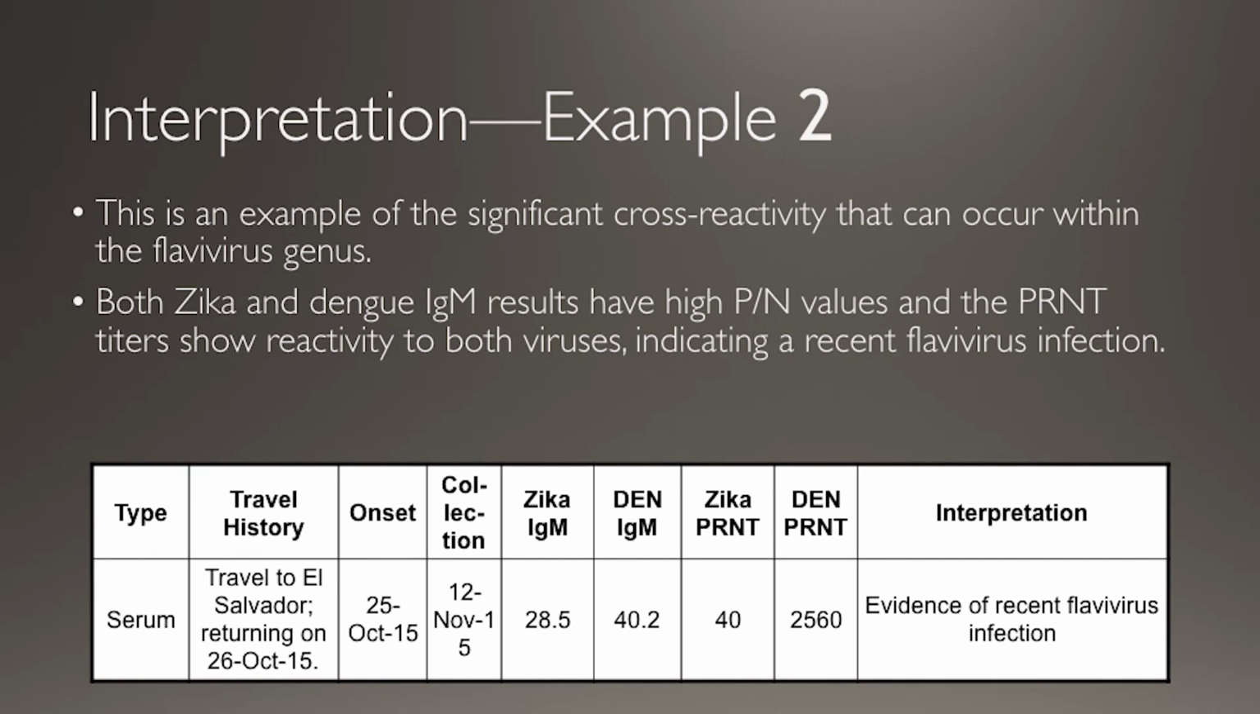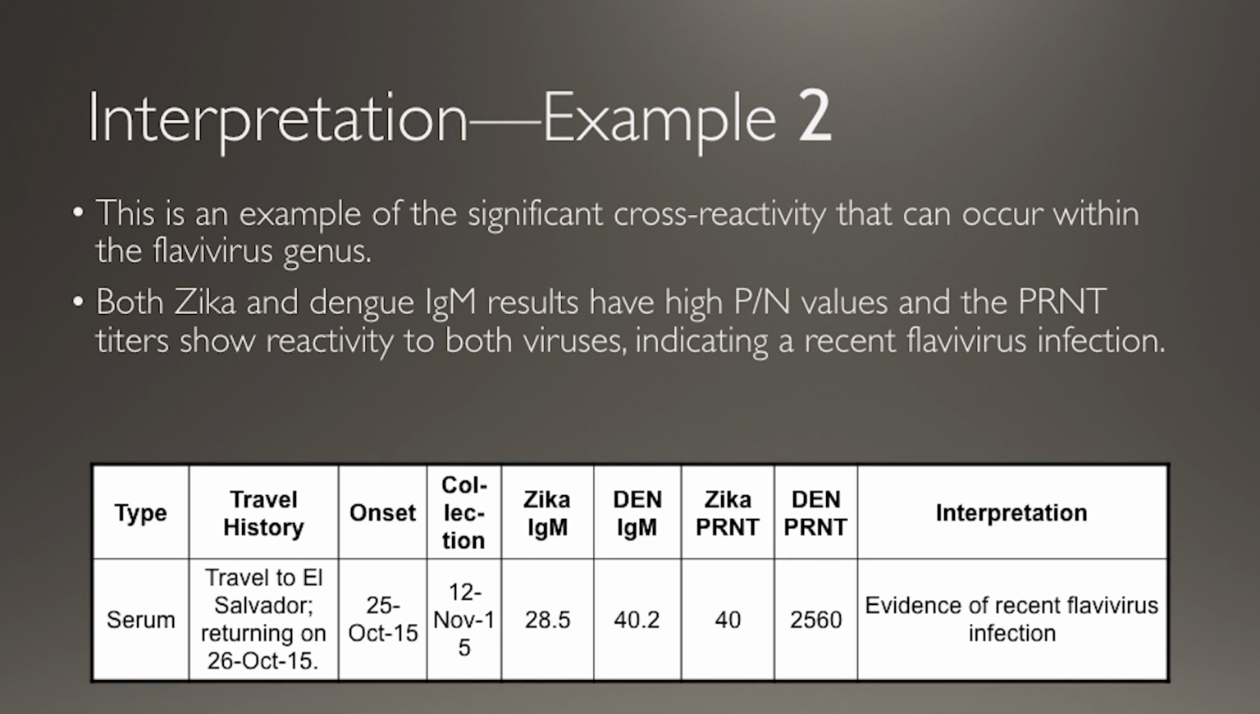This is an example of the significant cross-reactivity that can occur within the flavivirus genus. Both Zika and dengue IgM results have high p/n values, and the infecting virus cannot be identified definitively using plaque reduction neutralization tests, or PRNT. Therefore, a laboratory diagnosis of flavivirus is given.